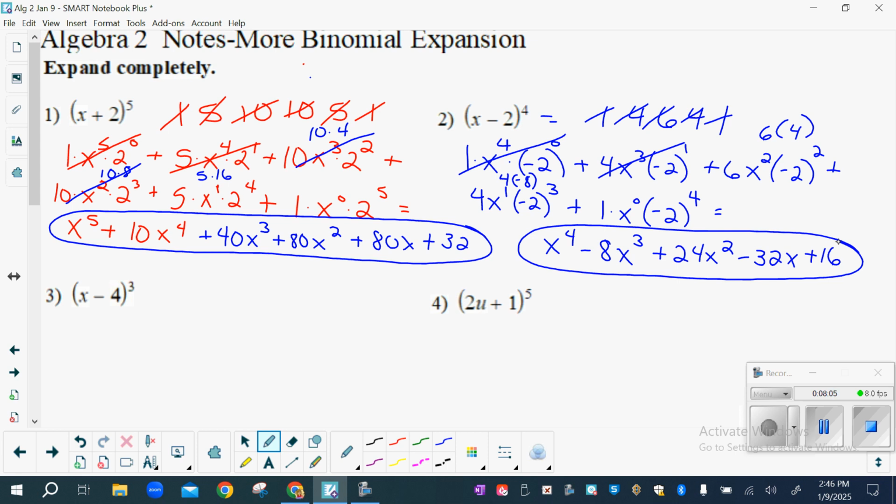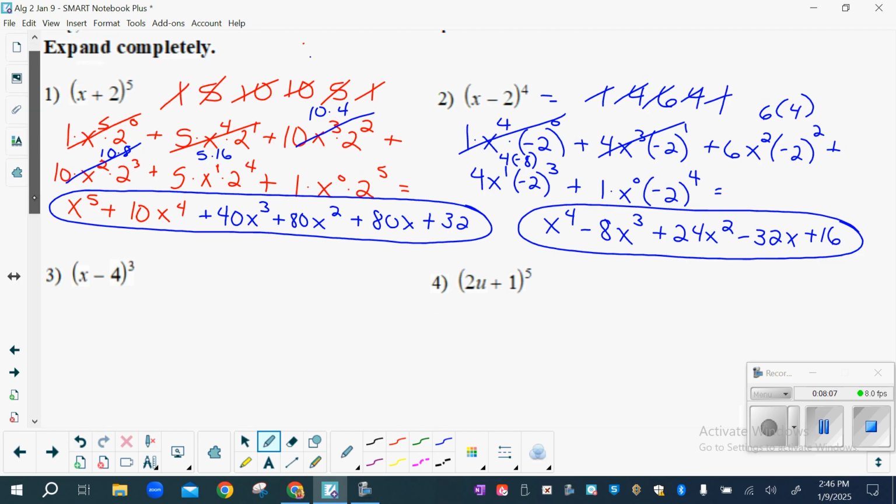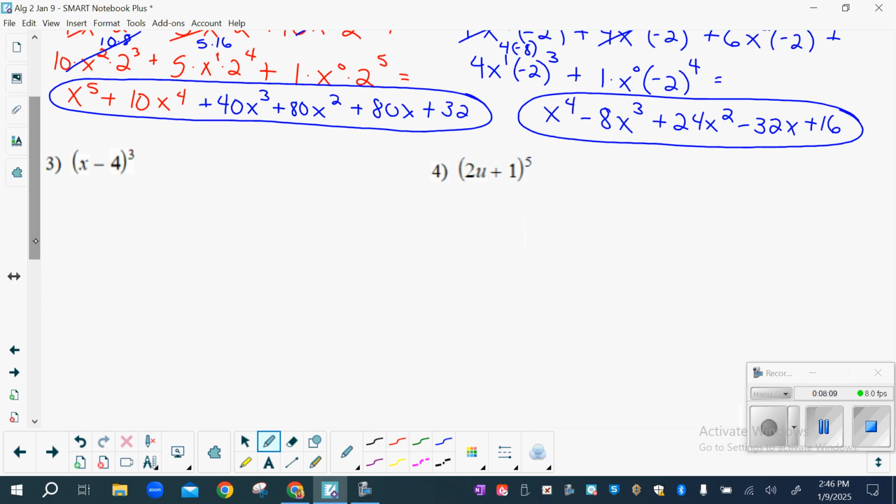Good question. Okay, so I'm going to have you do this as your U-try. Number 3 is your U-try. Don't forget to put in -4 as your second number. You're doing number 3 as your U-try.